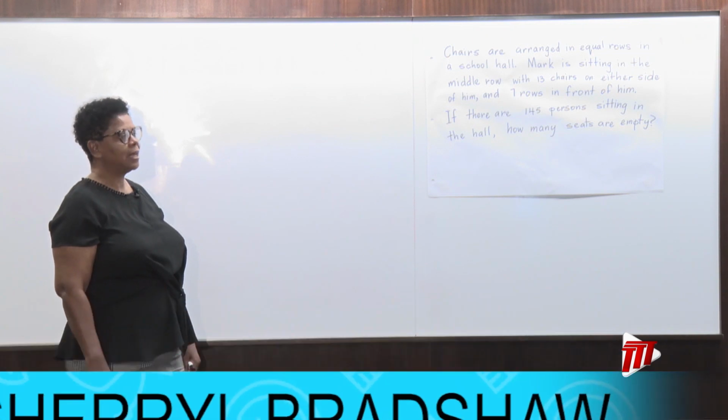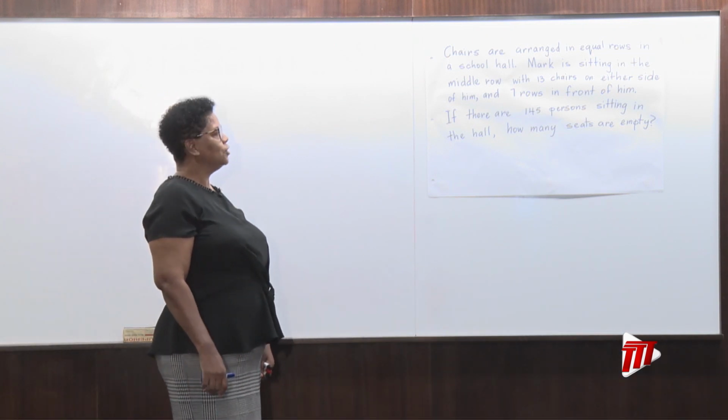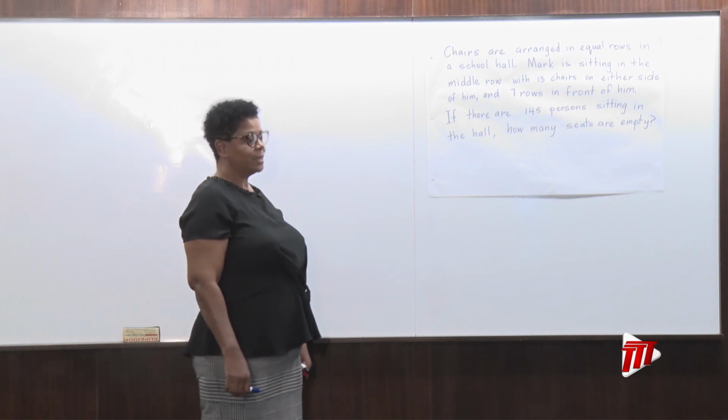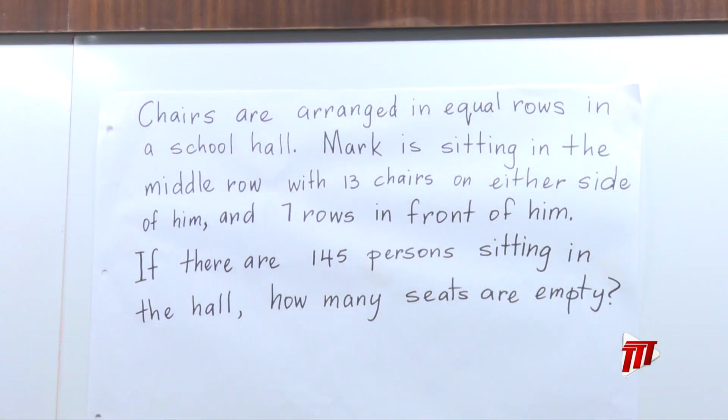We are at problem number 5, and this problem introduces a raise, but it's introducing it in the form of chairs in a hallway. So as I read the problem, I want you to read along at home. Chairs are arranged in equal rows in a school hall. Mark is sitting in the middle row with 13 chairs on either side of him and 7 rows in front of him. If there are 145 persons sitting in the hall, how many seats are empty?